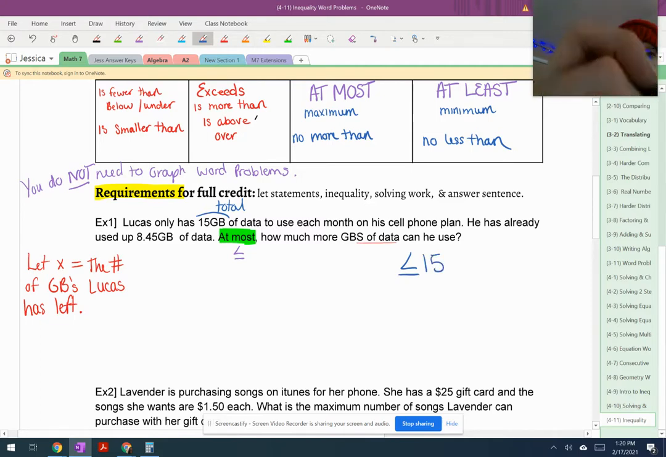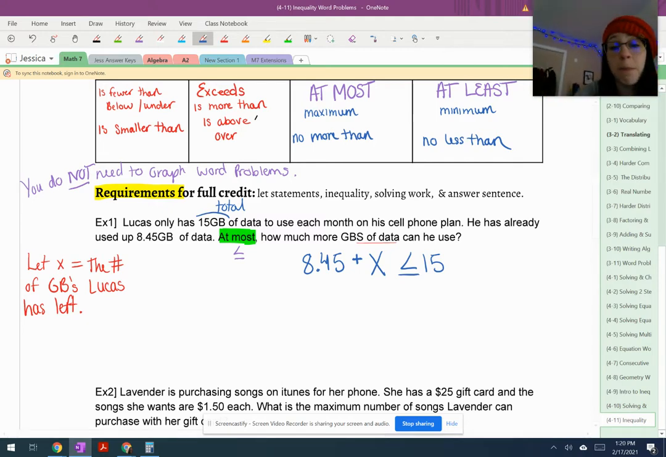He already used up that 8.45. So what do we do with that 8.45 and the amount that he has left in order to get to the total? He used 8.45. He has x amount left, and that would give him the total. We're going to add those two together. Boom. Hard part, donezo. Now you just got to solve.